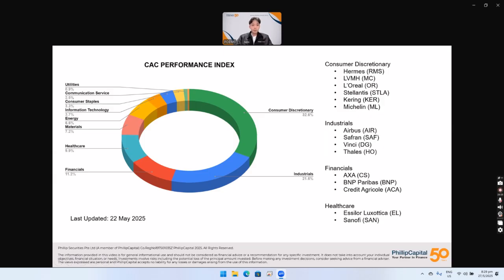Then moving down, the third one is the financials, at 11.2%, which is lower and lower. Do take note that the bigger sector is still consumer discretionary, which brought the CAC performance down by quite a bit. If not, they would be doing better, even closer to the index. But consumer discretionary went down by so much that the CAC performance index didn't actually improve.